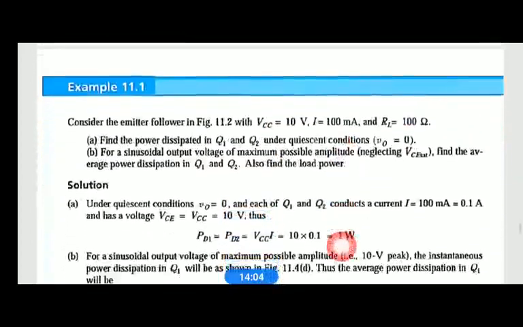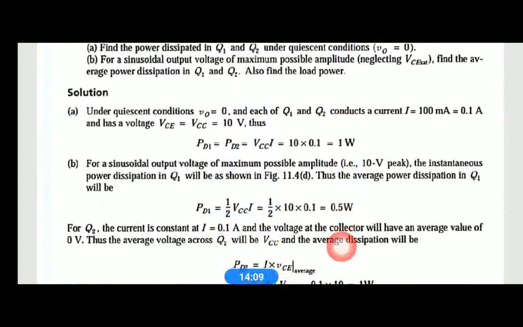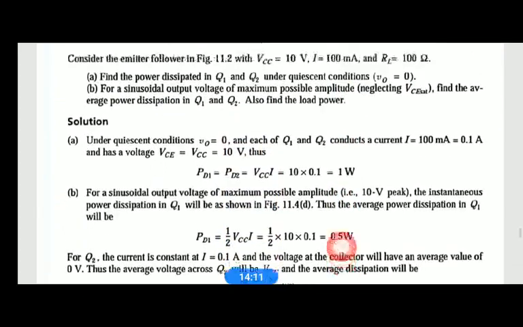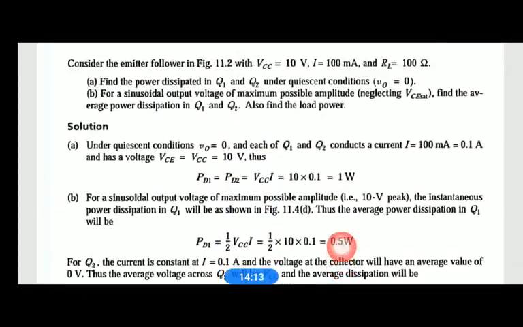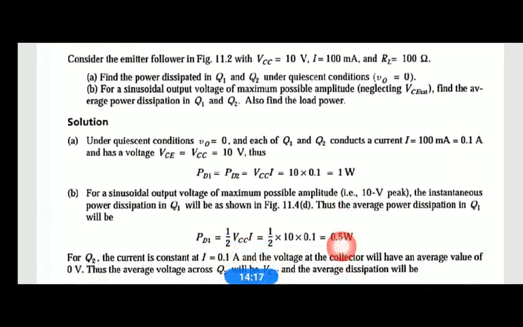Okay, so therefore we can solve one problem for this power dissipation, so that you can understand more how to calculate the power dissipation here. So consider the emitter follower which is given in the above figure, where VCC is 10 volt, I is 100 milliamps, RL is 100 ohms.